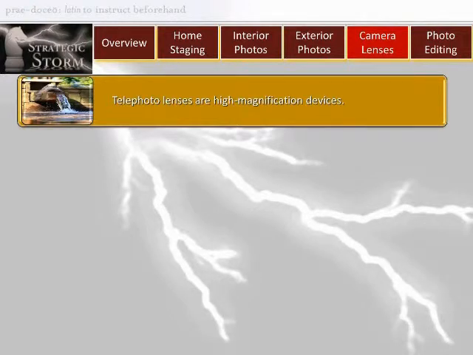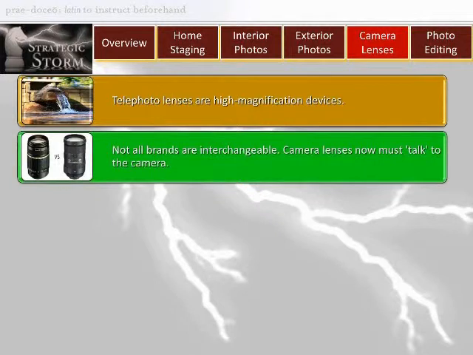What brand of camera you have does determine lens compatibility. Not all brands are interchangeable. Camera lenses now must talk to the camera. This is how aperture settings get automatically changed by the camera's input. Due to that, your camera and your lens have to speak the same language.